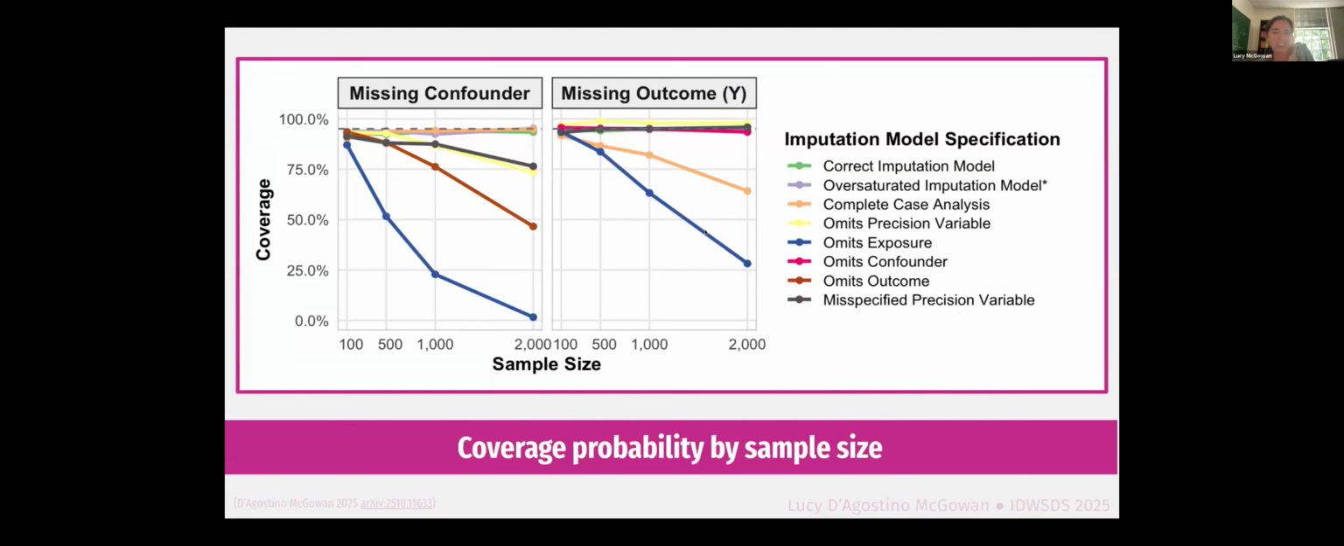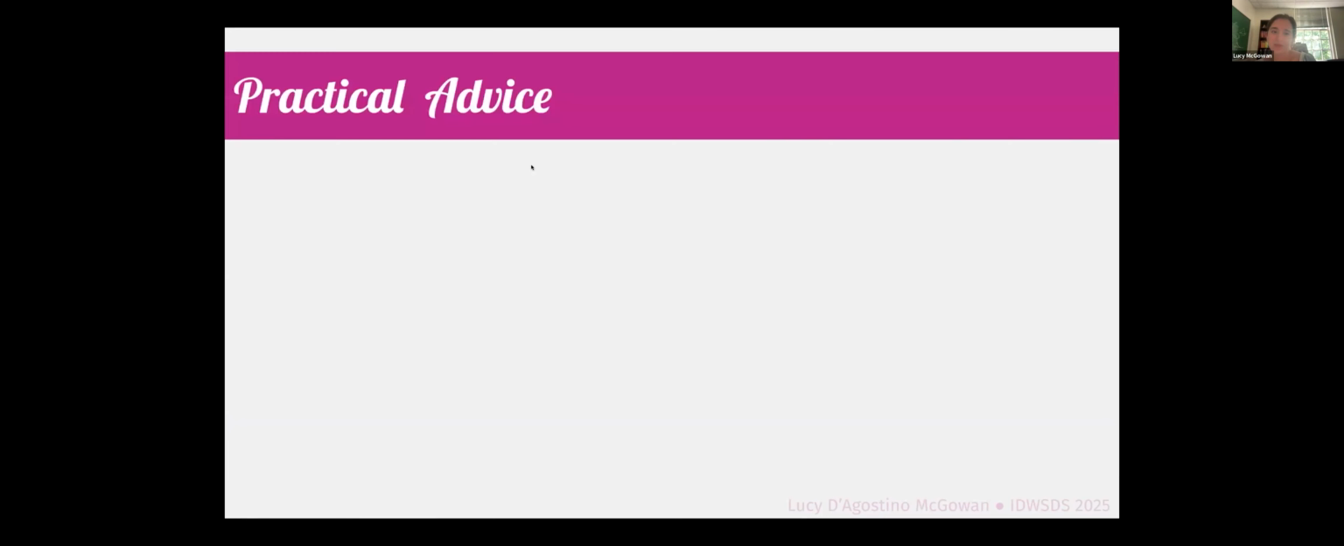So basically this shows that if you're missing X, it's really bad. If you're missing the outcome, it's really bad. If you're missing a precision variable, it's really bad. And even if you just misspecify your precision variable, like if you had a precision variable that was in there as a spline, then you are super bad. Okay, the end. Thank you.